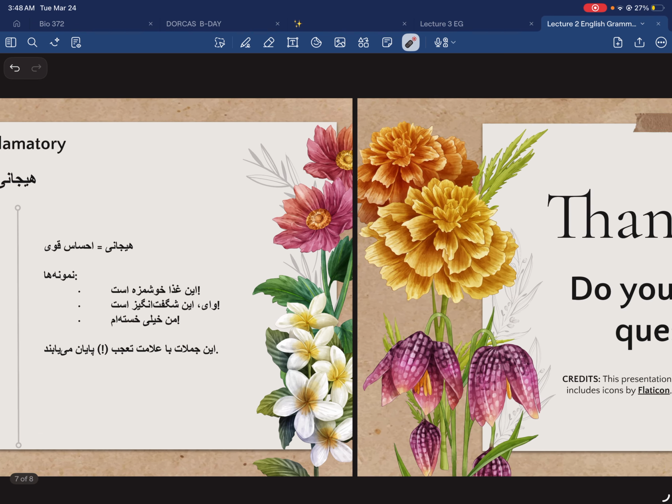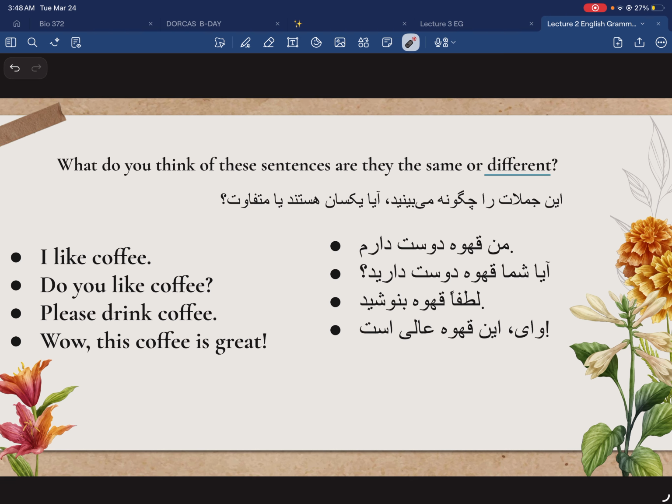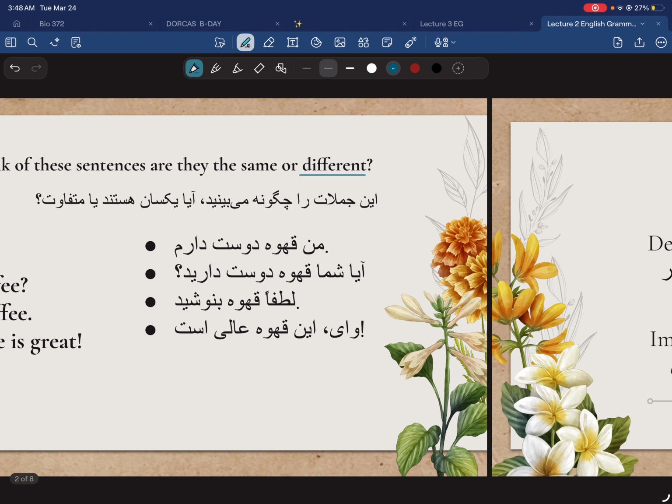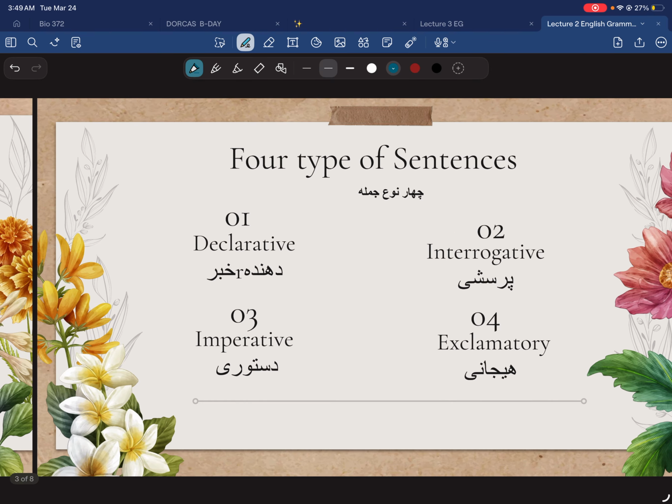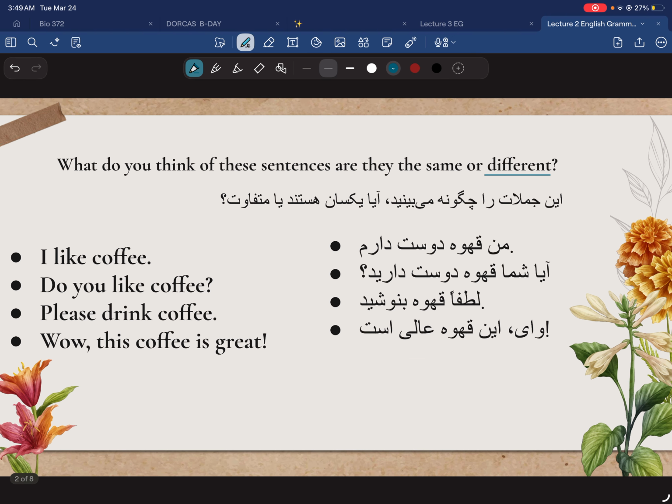All right, so we learned about the four types of sentences. We're going to go back to our first slide and try to identify these four sentences. You also might have the slides pulled up from when I posted them in Google Classroom, so you can always refer to that as notes for the options that we have: declarative, interrogative, imperative, and exclamatory.